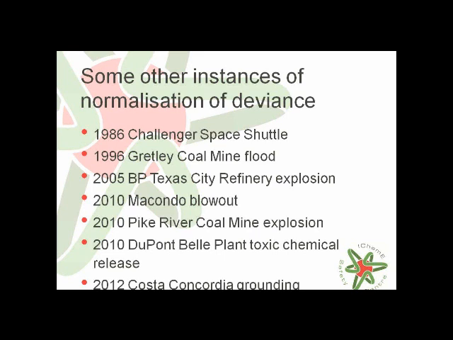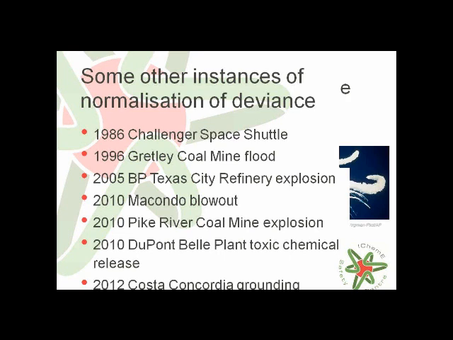In Macondo in 2010, with the well blowout resulting in 11 fatalities, significant oil spill and the sinking of the rig. The Pike River coal mine in 2010, 29 miners died when they were trapped in the underground mine after a series of explosions due to methane buildup. DuPont toxic chemical releases in 2010, resulting in one fatality at the Bell, West Virginia site. And something a little more left field, the Costa Concordia in 2012, the grounding and sinking of the passenger ship with the loss of 32 lives. Let's go into these in a bit more detail to highlight the normalisation of deviance that occurred.